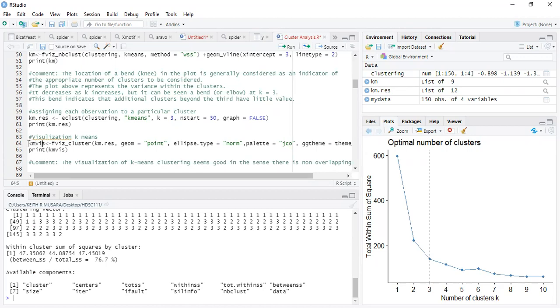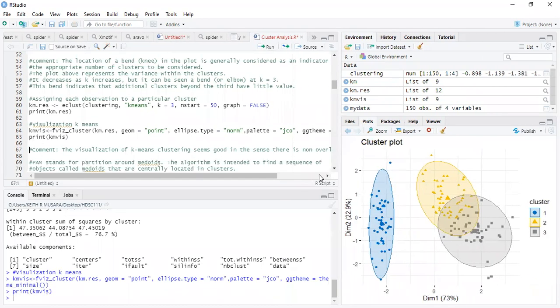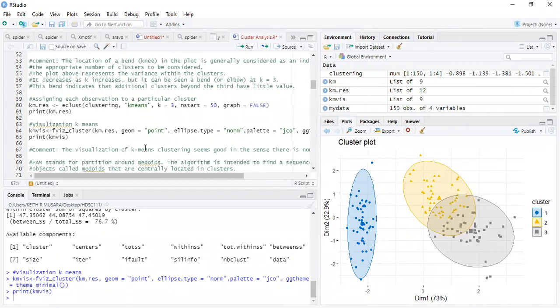Then number 6, line 64, we are saying let's visualize what we have obtained above, that we have assigned each observation to 3 clusters, right? So you run this, and after running that, you have to look at the visualization. We see the graph that we have here. It gives us 3 clusters.